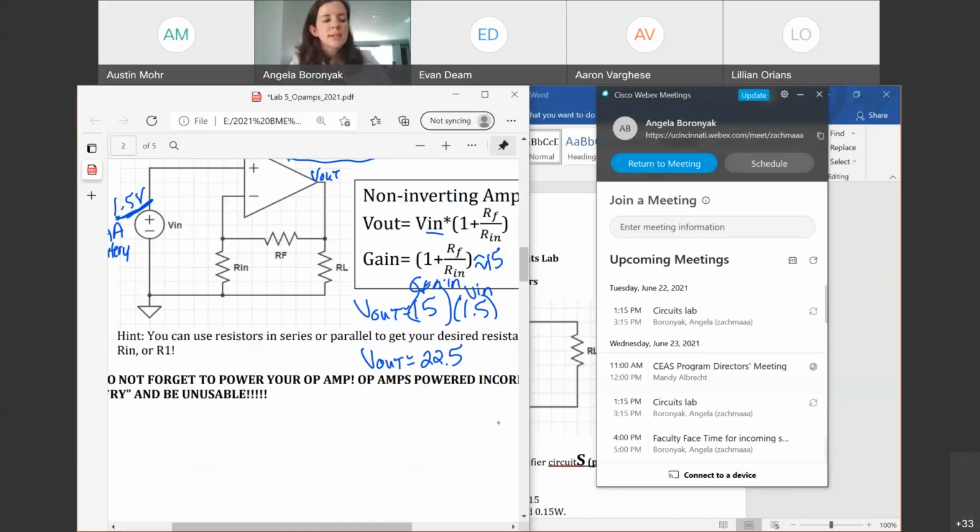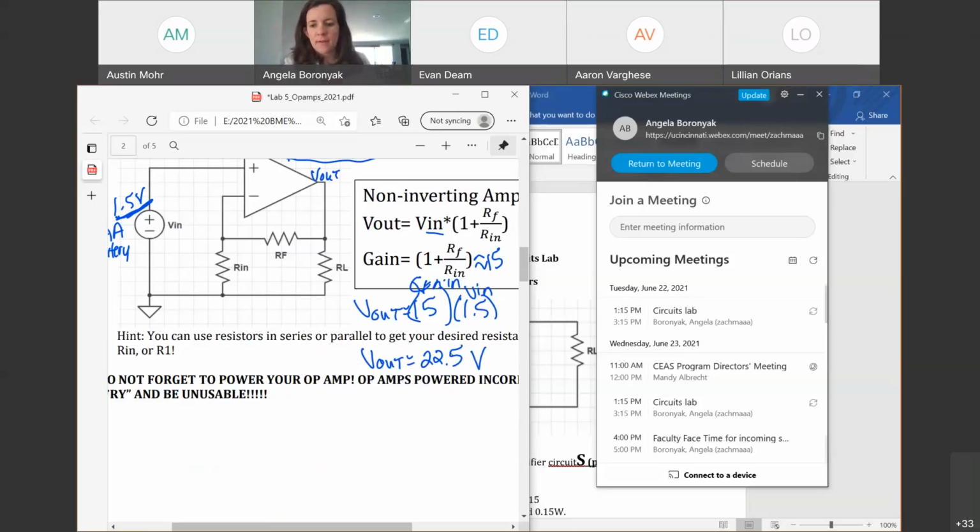What did we say? Ideally, we could get any voltage out up to infinity in an op amp. But in reality, what is our voltage out limited by in an op amp? Does anyone remember? If I take 15 times 1.5, I think I should get 22.5 volts out. I'm just going to tell you, you aren't going to get that. This is the one time where our expectations are not going to meet reality.